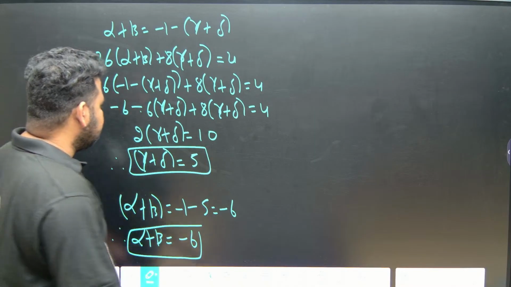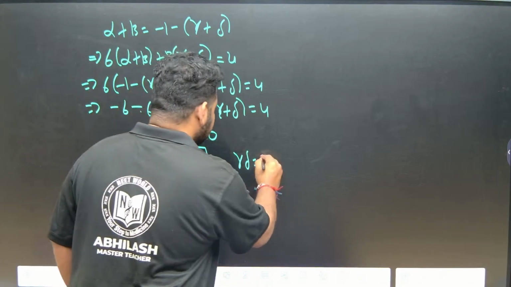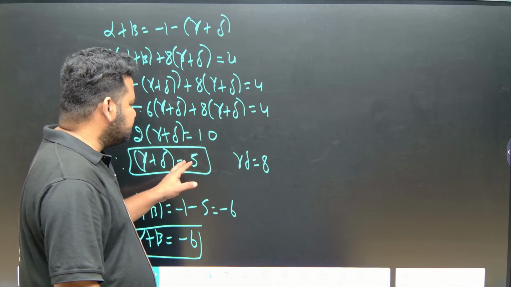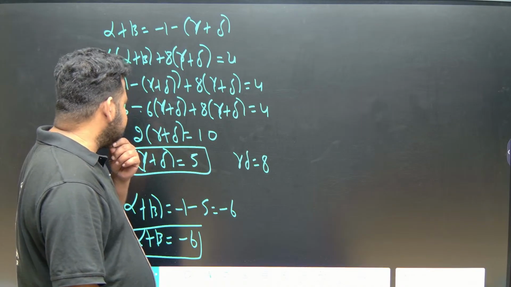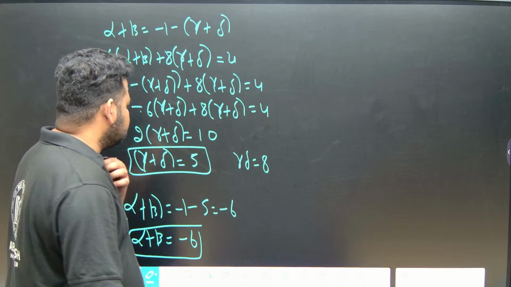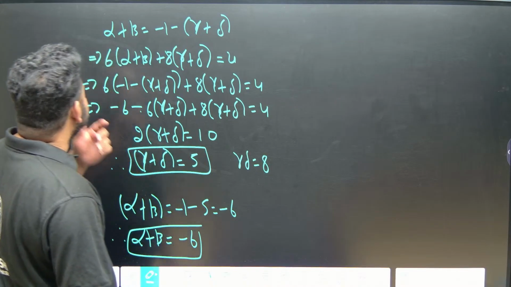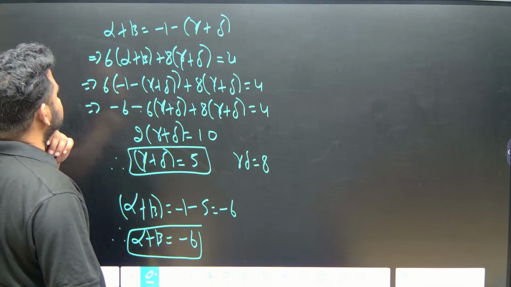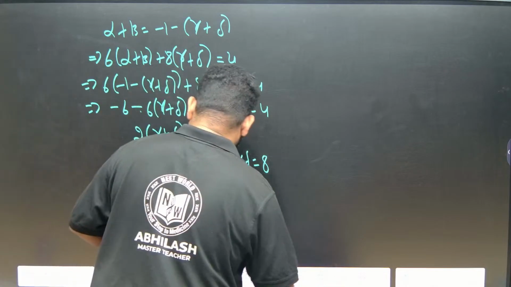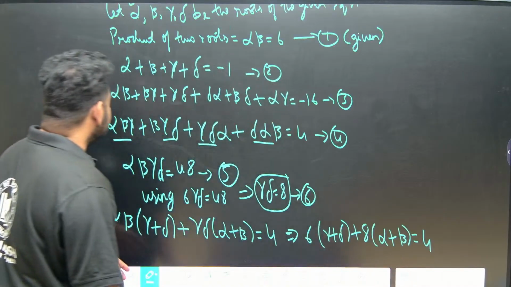Now see here, gamma plus delta is equal to 5, but gamma delta, the product, is given as 8. This product should become 8, and the sum should become 5. So what is the possibility that we have? Gamma plus delta is equal to 5, correct? Alpha plus beta is equal to minus 6. Let us check, just a minute.